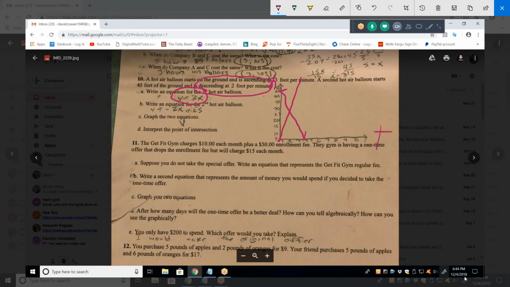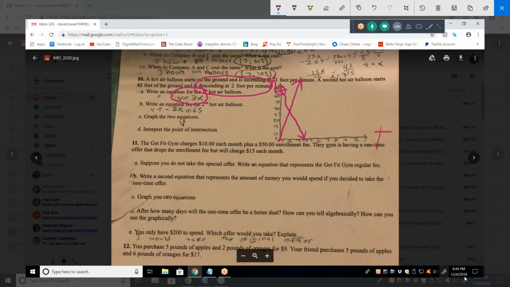Okay, so there's the second balloon, and there's the first balloon. You got it? The first balloon starts on the ground, going up at 3 feet a second. The second balloon starts right there, and it's going down at 2 feet a second. And notice the slopes we're looking at. That first one is a positive slope. The second one is a negative slope. They always have to match.